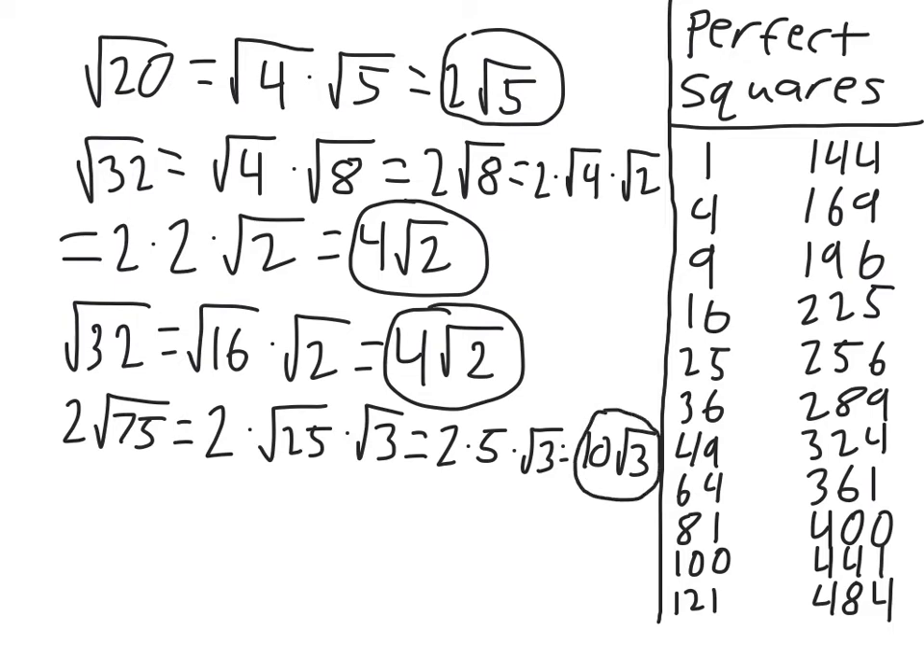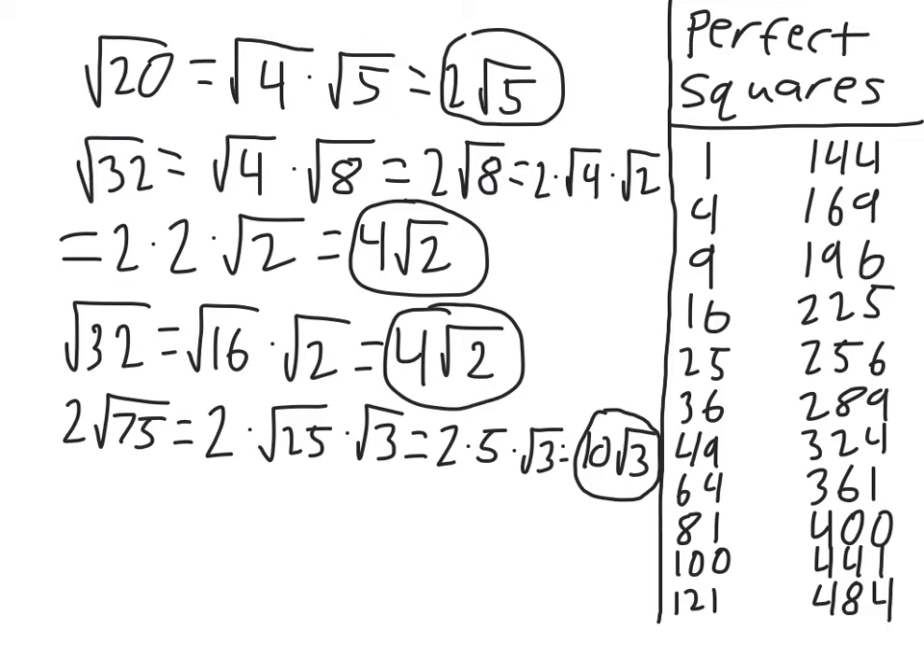Alright, so that's all you do for simplifying. All you have to do is find the perfect square that you can divide out, then take the square root of that number, multiplying it by whatever it divides by, and whatever the square of that number is times the square root.